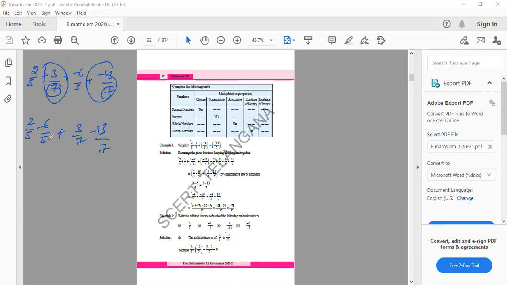Okay. Now the denominators are same. In the numerator you can do 2 minus 6, which is minus 4, and 3 minus 13, which is minus 10. Now the denominators are different. I told you, take the LCM. 5 times 7 is 35. Then take two boxes: 4 times 7 is minus 28, and 5 times 10 is 50. So the answer is minus 78 by 35.